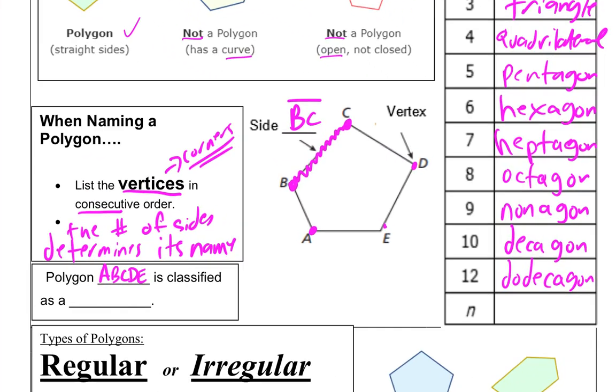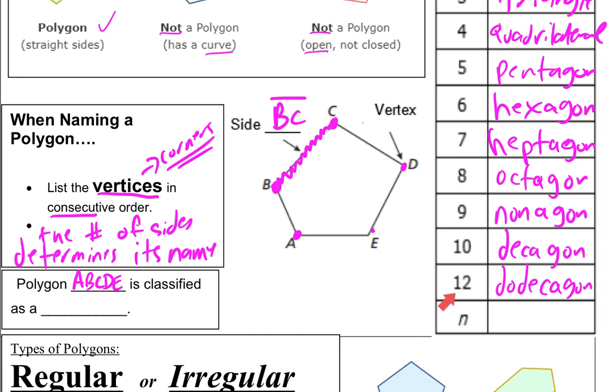And then what if it's a number of sides that is more than 12? If we say n, where n is the number of sides, we just call it an n-agon. So we might call it a 13-agon or 14-agon or something like that. These are the names. So polygon ABCDE is classified as what? It has 1, 2, 3, 4, 5 sides, so it's called a pentagon.